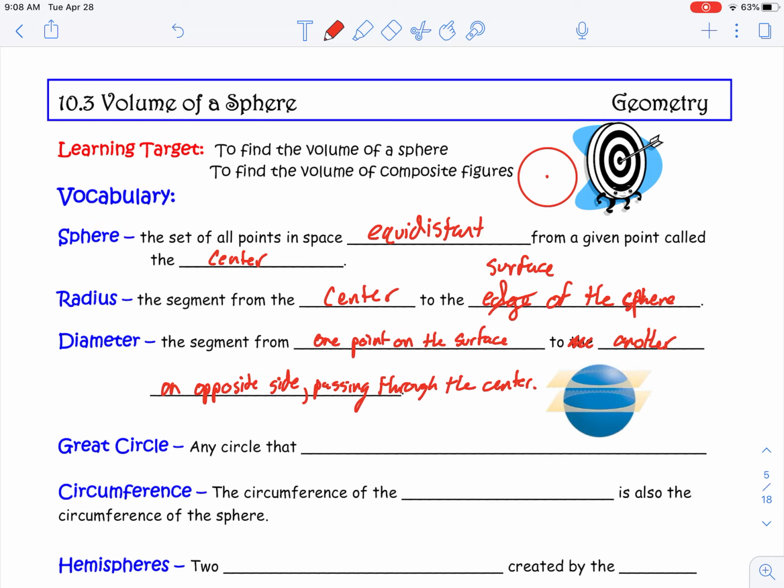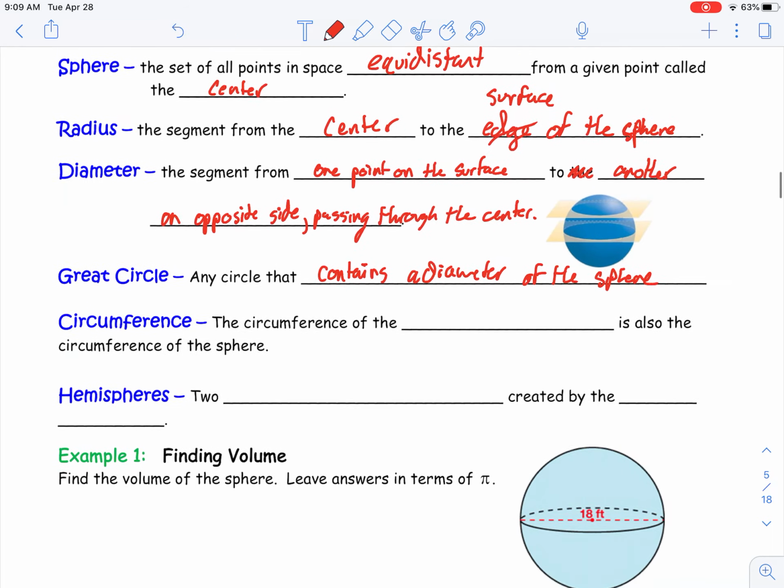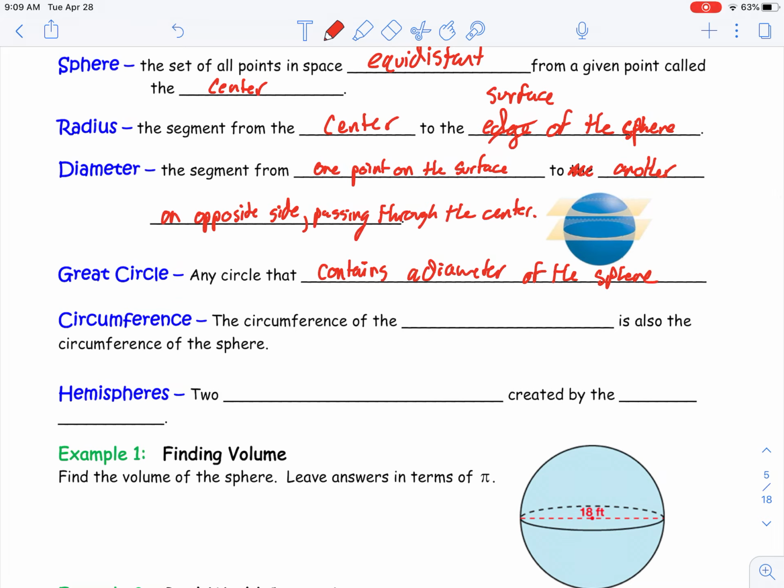Now, a couple other kind of silly terms that you'll probably never hear again, if I'm being completely honest with you, is that of a great circle. It's any circle that contains a diameter of the sphere. In other words, it's directly around the center of your sphere. So this would be an example of a great circle, whereas this slice up here at the top is not a great circle because, again, I'm not containing one of the diameters of the sphere. So that's the term for a great circle.